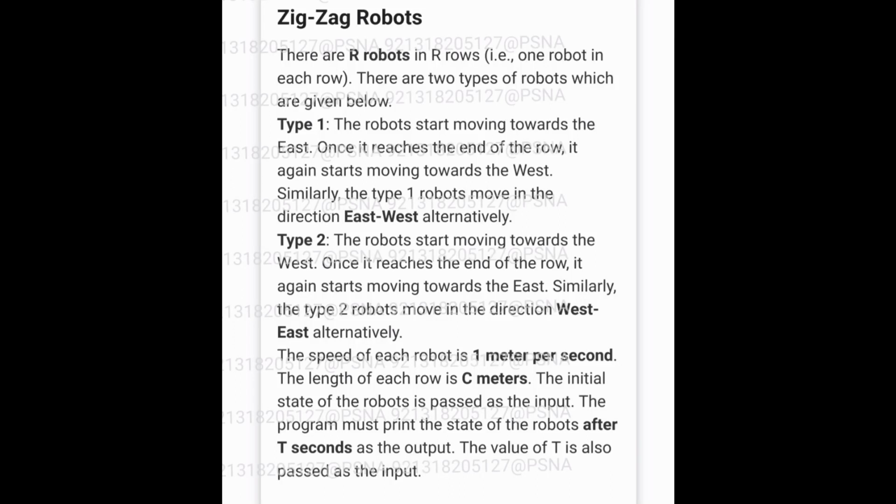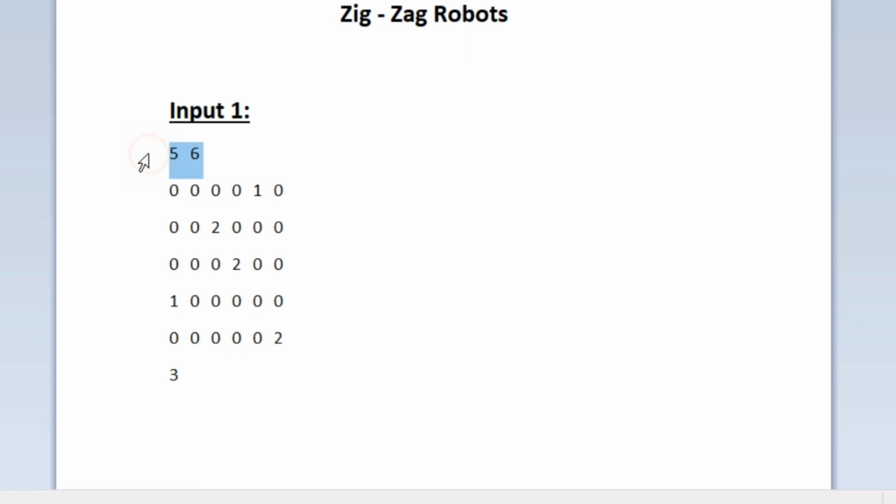This is the question asked in today's SkillTrack daily challenge. So in the first line of our input, we are given the values of R and C. And after that, we are given an R cross C integer matrix as input. And after that, we are given an integer which represents the time.